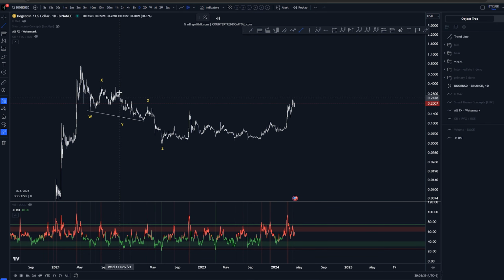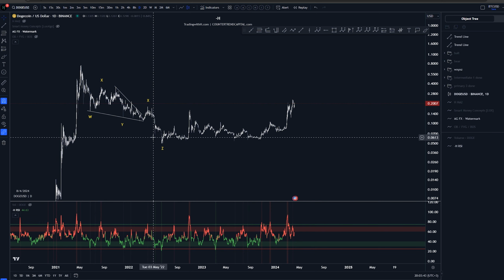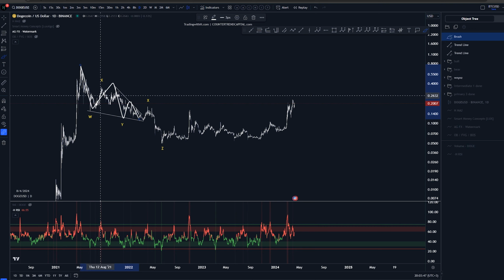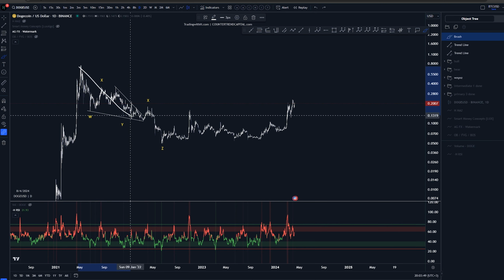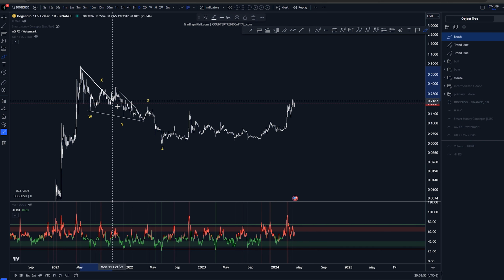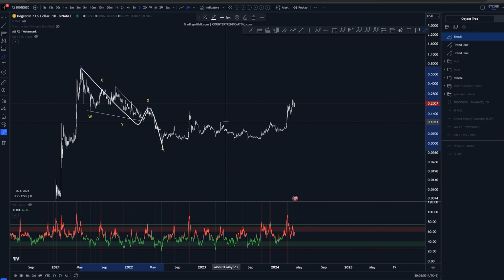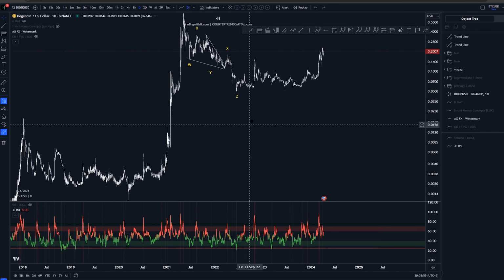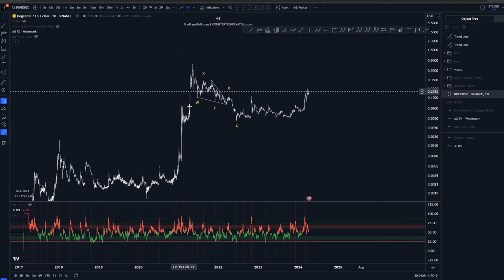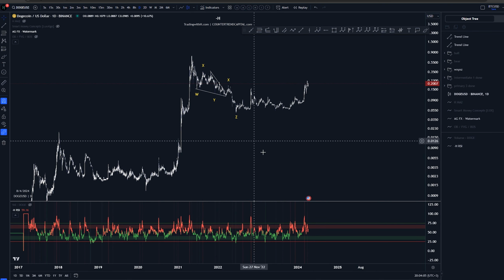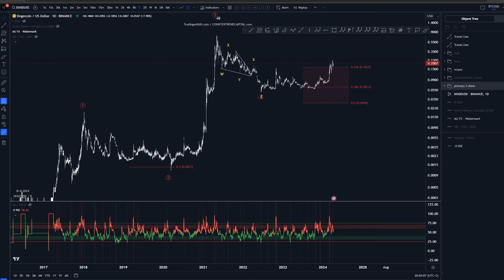I can't really fit a good looking diagonal any other way than this one, where we would have 1, 2, 3, 4, 5 labeled somehow, and then a potential 1, 2, 3, 4, 5. That would be creating a zigzag structure here. It doesn't matter which corrective structure it is overall, not completely, but we would like to have some alternation between this and a previous structure if there is one.